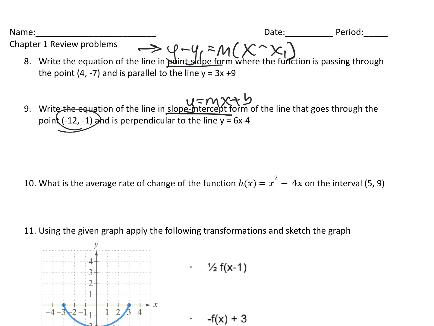We know it wants to go through this point. That's my x1, my y1, and it has to be perpendicular to this. So knowing that the slope of this line is 6, I need to find the perpendicular slope, which would be its opposite reciprocal, negative 1/6.